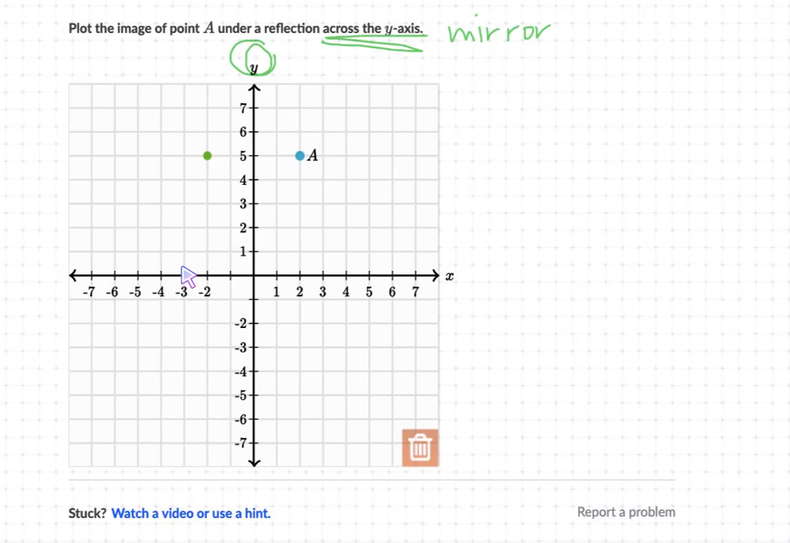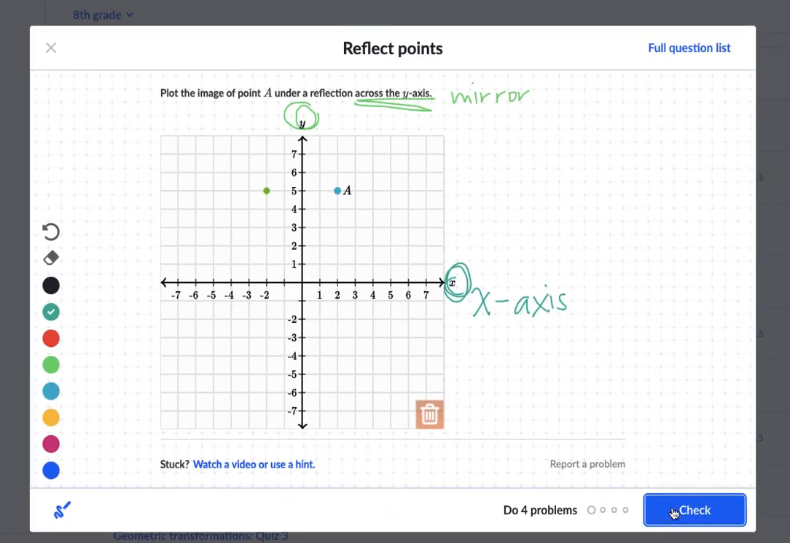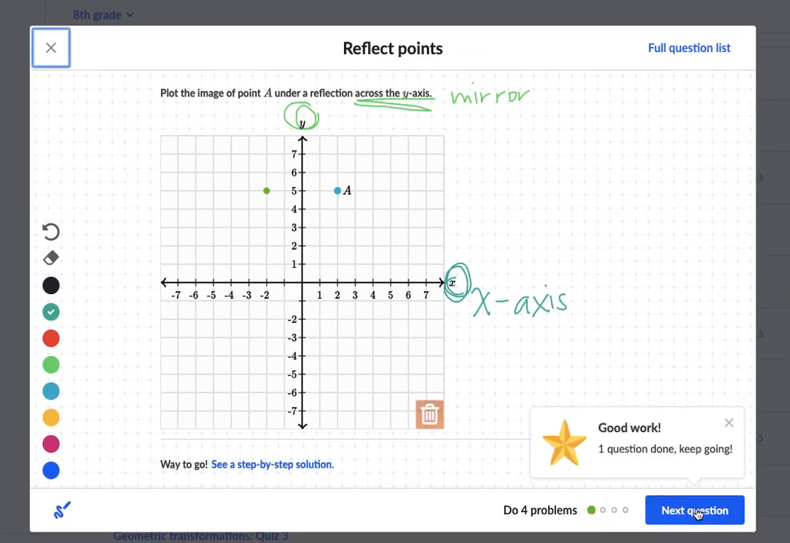If it were the x-axis that we are reflecting across, it would just be the same except this is now the mirror. So then you would count how many spaces that A is away from the x-axis. 1, 2, 3, 4, 5. And then the new one would also be 1, 2, 3, 4, 5 away. So this would be the answer reflected across the x-axis. Okay? But again, this problem is not asking for the x-axis, it's the y-axis. So that's your answer.